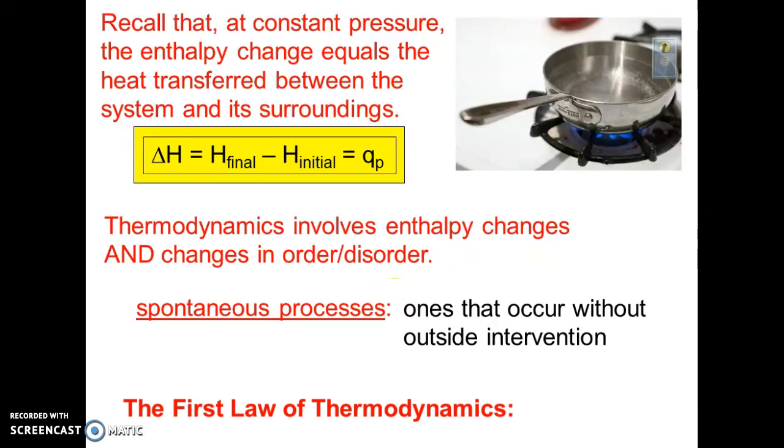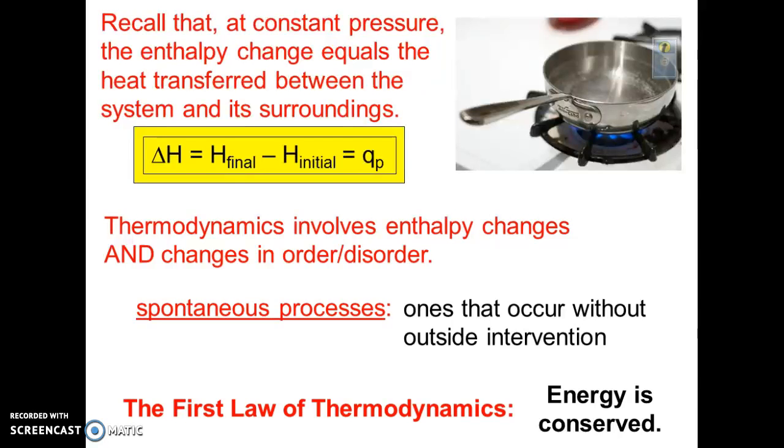So the first law of thermodynamics says, if you'll remember back from chapter 5, that energy is always conserved. So a spontaneous process is going to be one that occurs without any outside intervention. For example, if I leave my bicycle out long enough, it's going to rust. It may take 30 years, it may take 50 years. But if I leave my bicycle out long enough, it will rust. That is a spontaneous process.